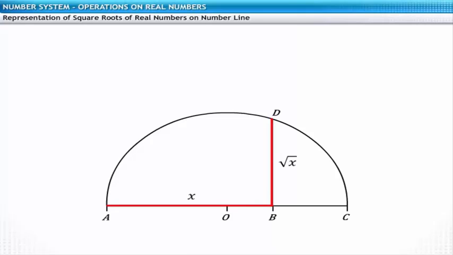This result can be verified by using the Pythagoras theorem. Let's join the points O and D. Here the triangle OBD is a right-angled triangle. Now OD is equal to OC, which are the radii of the circle. Since O is the midpoint of AC, OD is equal to AC divided by 2, which is equal to x plus 1 divided by 2.